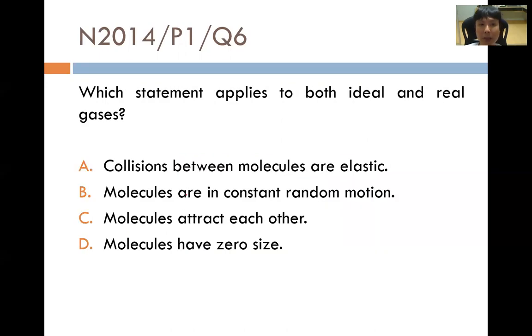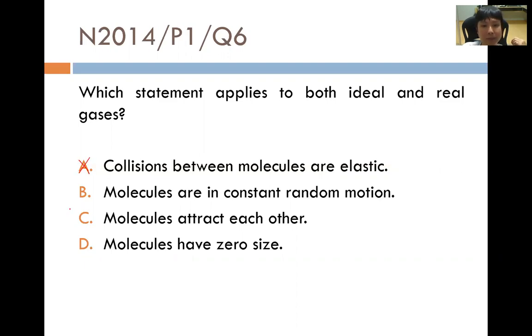November 2014, paper 1, question 6. Which statement applies to both ideal and real gases? Collisions between molecules are elastic. The assumption of the ideal gas is that collisions between the molecules are elastic. However, for real gases, the collisions are actually non-elastic because intermolecular forces of attraction operate between the real gas particles. So this only applies to ideal gas, but not real gas.